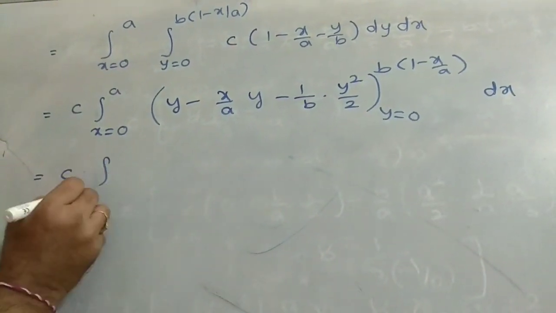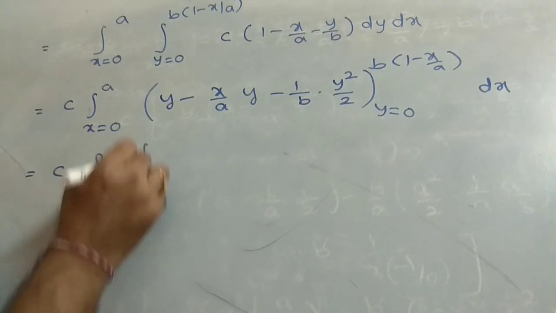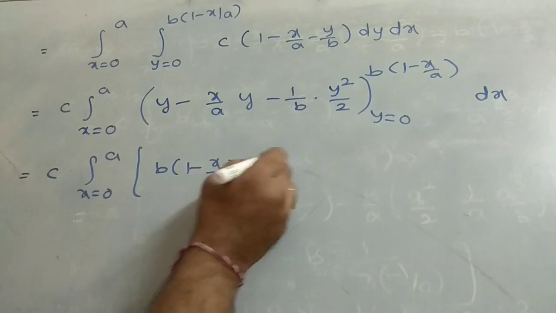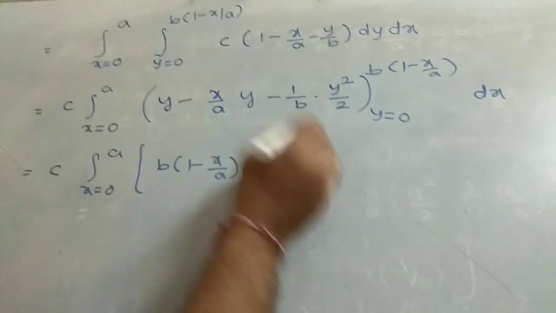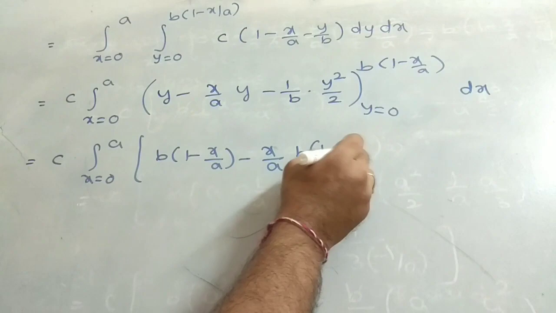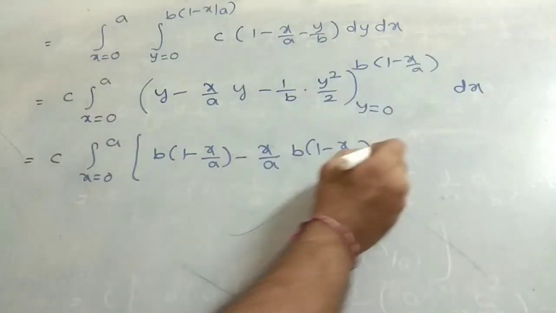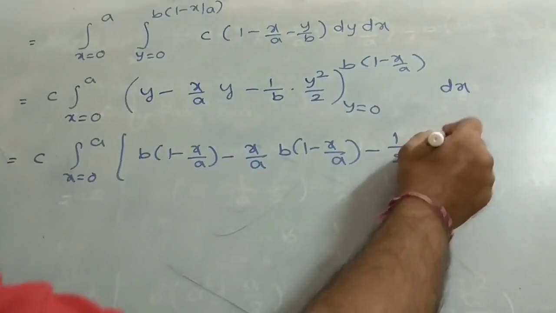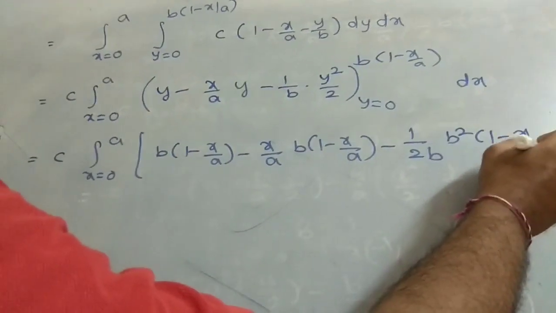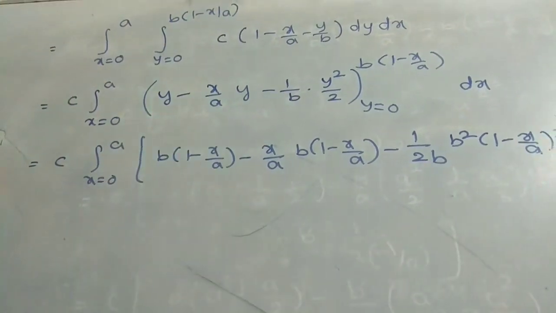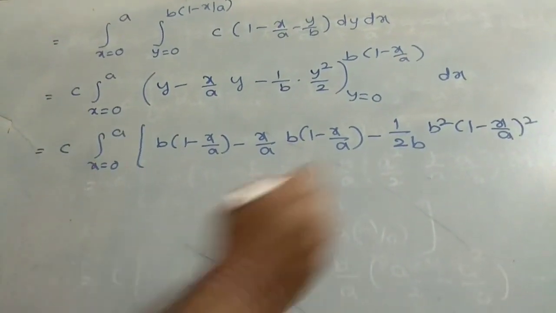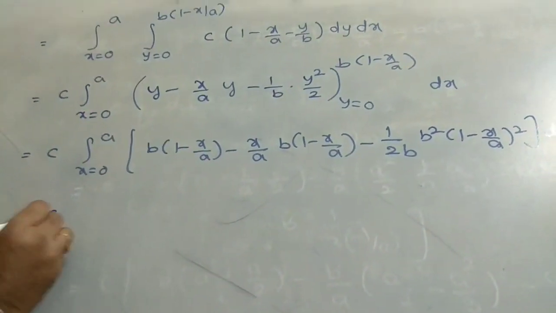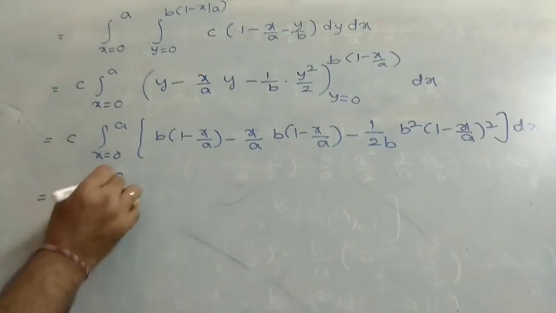Now this is c, integral x equal to 0 to a. I am substituting the limits. So b into 1 minus x by a, minus x by a as it is. In the place of y, b into 1 minus x by a, and minus 1 divided by 2b constant. Y square means b square into 1 minus x by a whole square. This is the upper limit, minus lower limit, total it is equal to 0, dx. Now just you do the simplification. See, x equal to 0 to a.